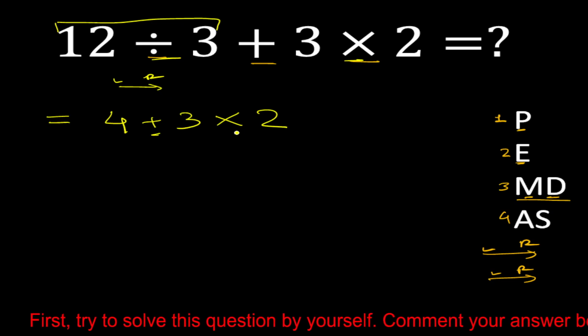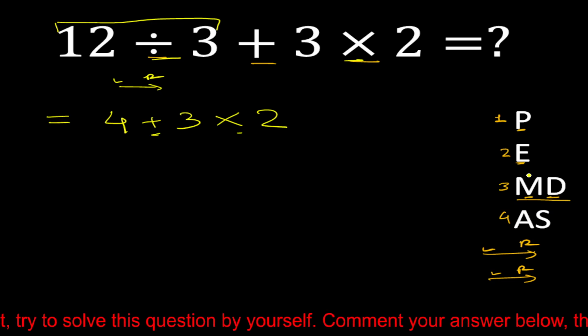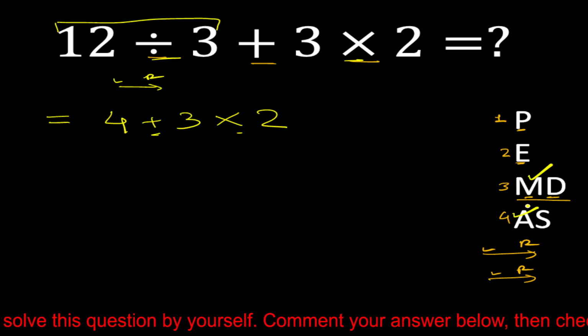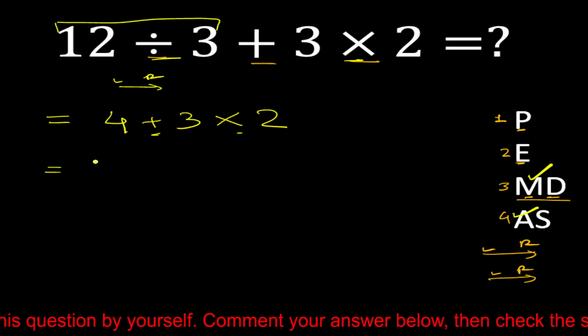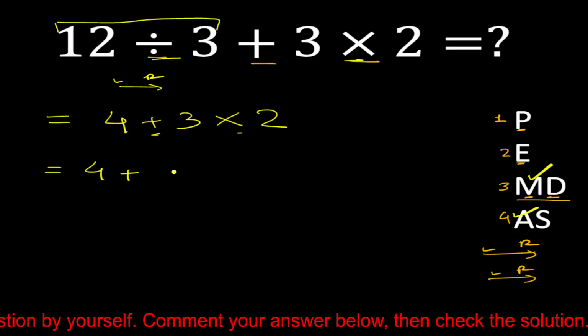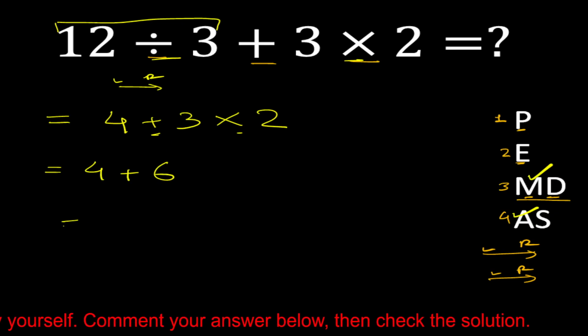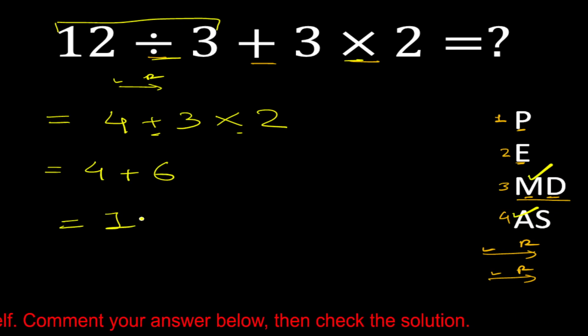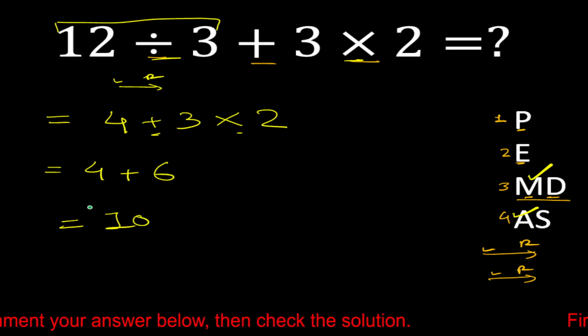Now we have one addition and one multiplication. So according to PEMDAS, first we have to solve multiplication, then we have to solve addition. So 3 multiply 2 is equal to 6. Now 4 plus 6 is equal to 10. So the correct answer is 10.